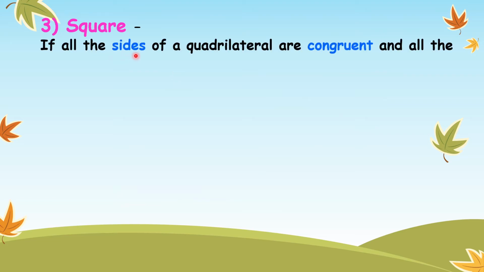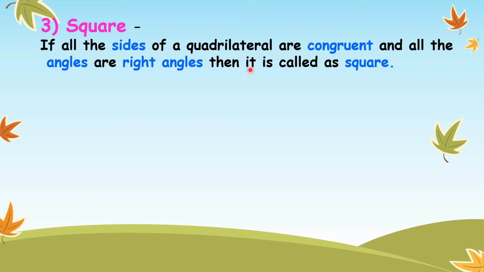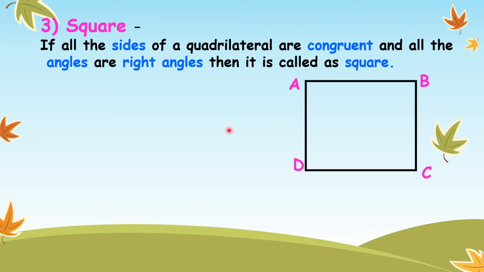Squares. If all sides of a quadrilateral are congruent and all angles are right angles, then it is called a square. In this quadrilateral ABCD, side AB is congruent to side BC is congruent to side CD is congruent to side AD. Also, angle A is equal to angle B is equal to angle C is equal to angle D is equal to 90 degrees. So, the quadrilateral ABCD is called a square because all its sides are congruent and each angle is 90 degrees.